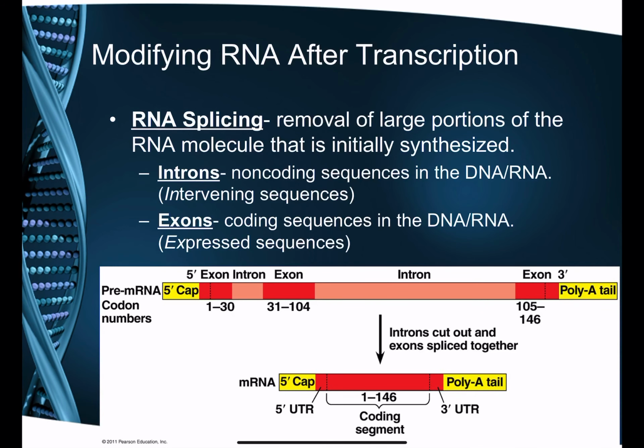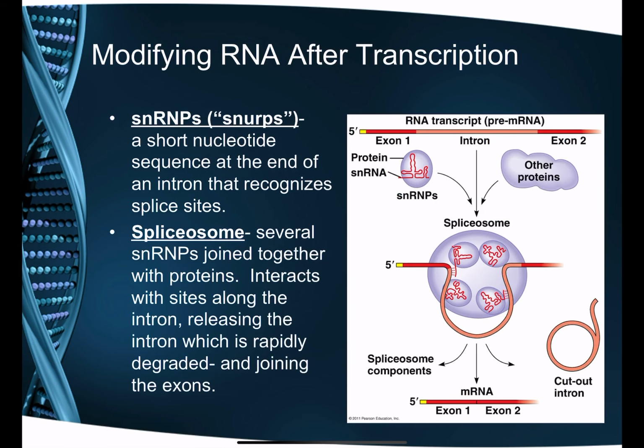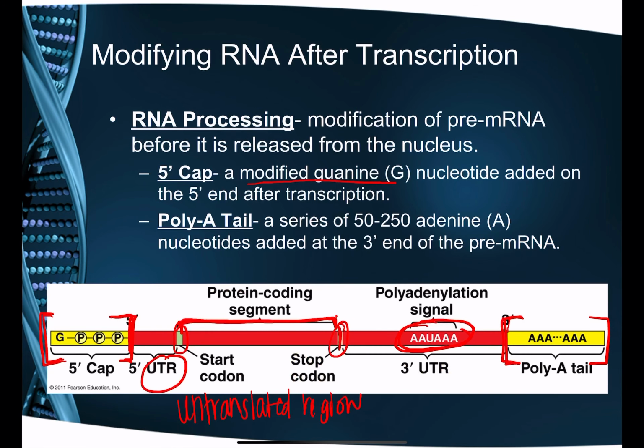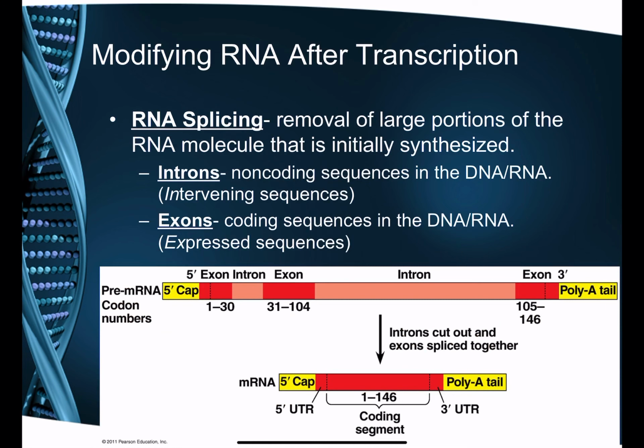Now, in this part that has been transcribed, we also have, I talked to you yesterday about introns and exons. So you see here, the dark red represents the exons. Those are expressed. They are coding sequences. They actually code for protein. And then the introns are not expressed. Okay? So those pieces have to be cut out.